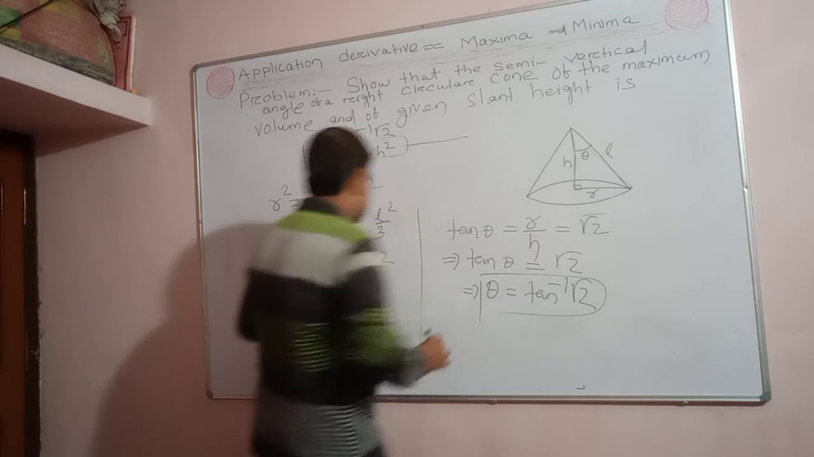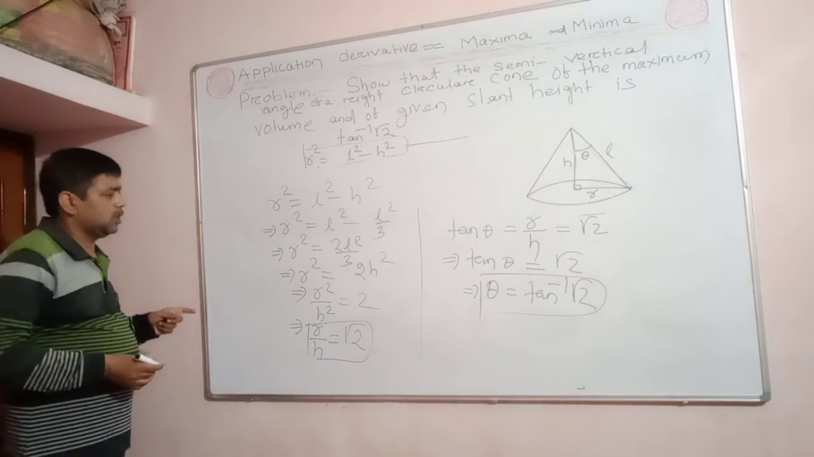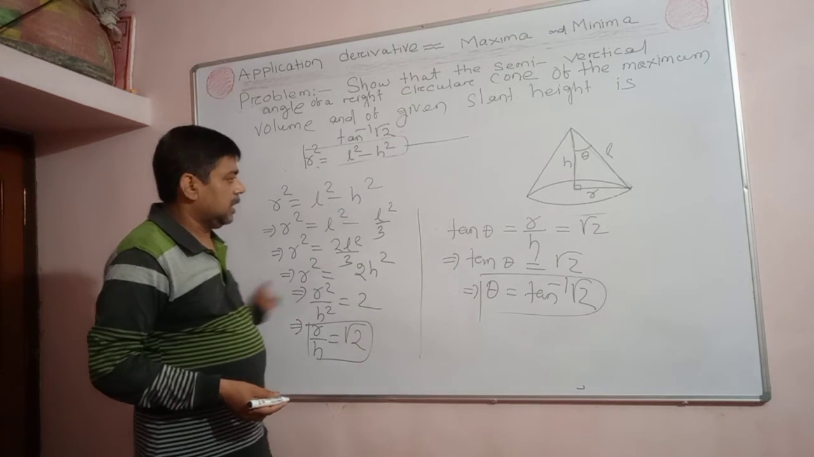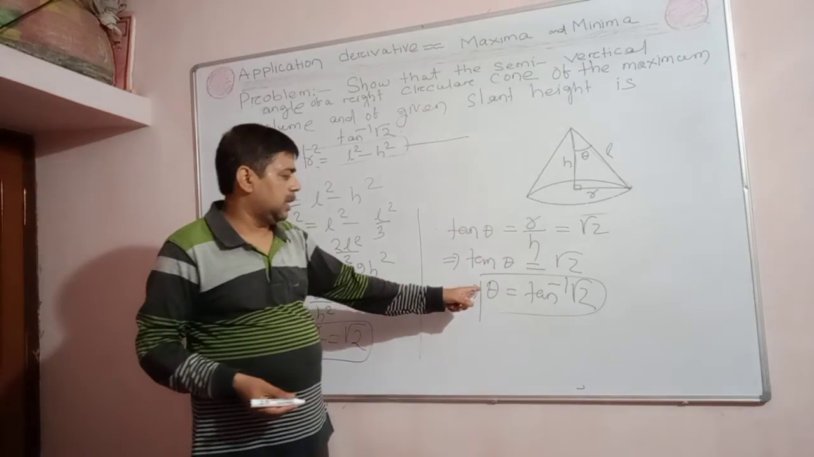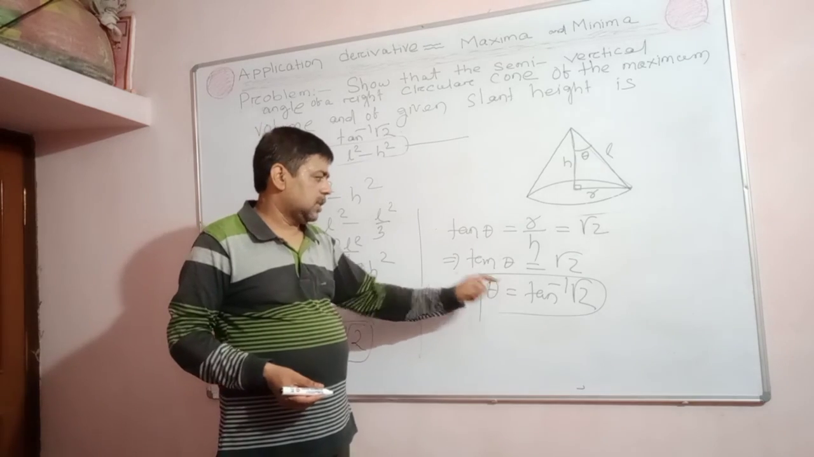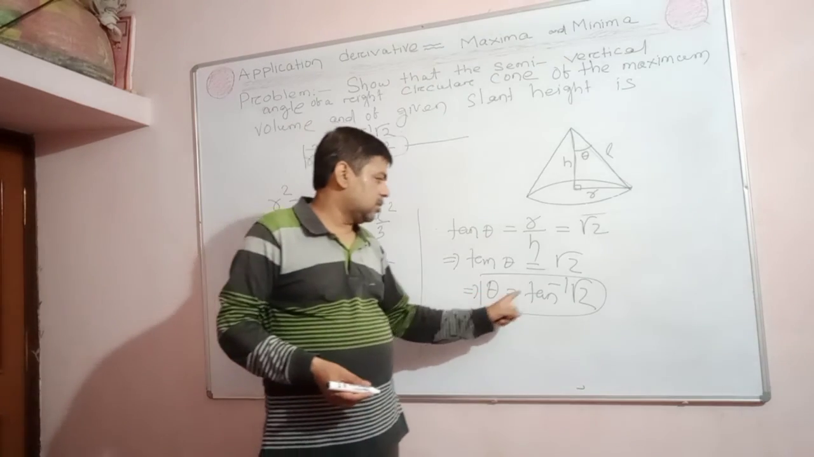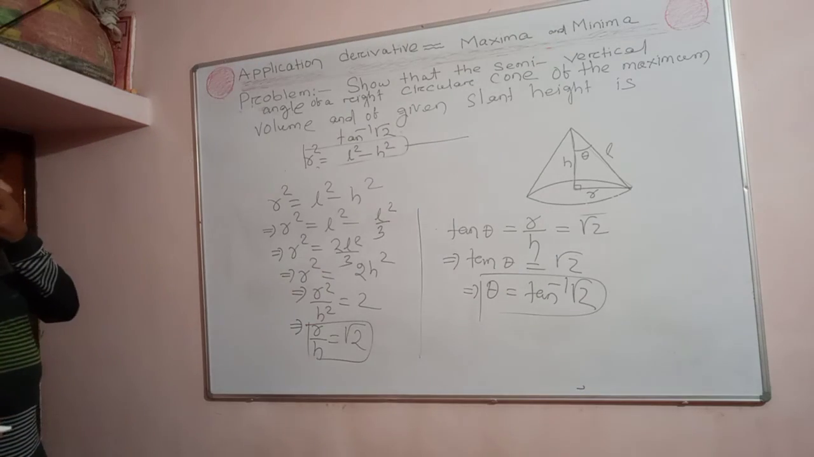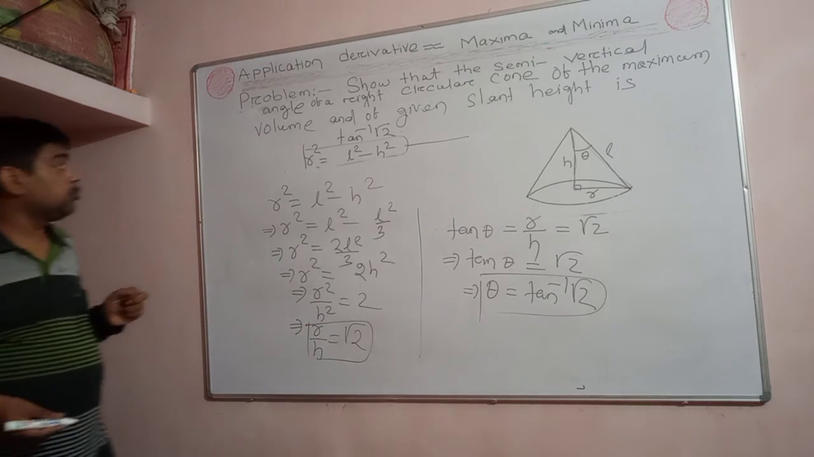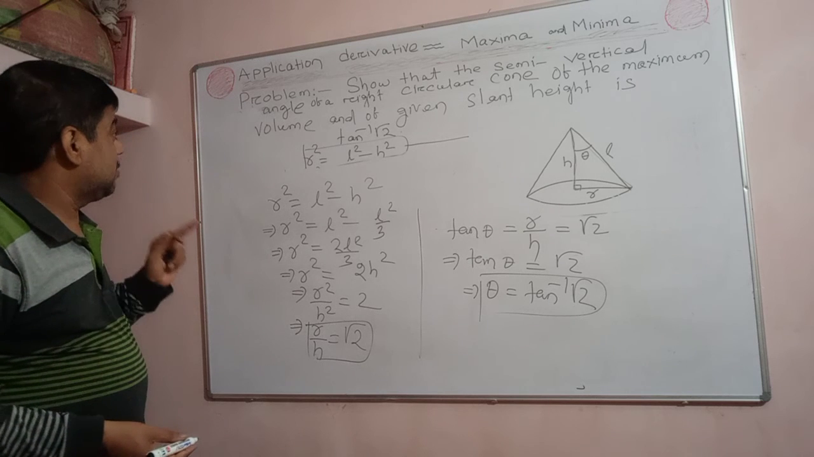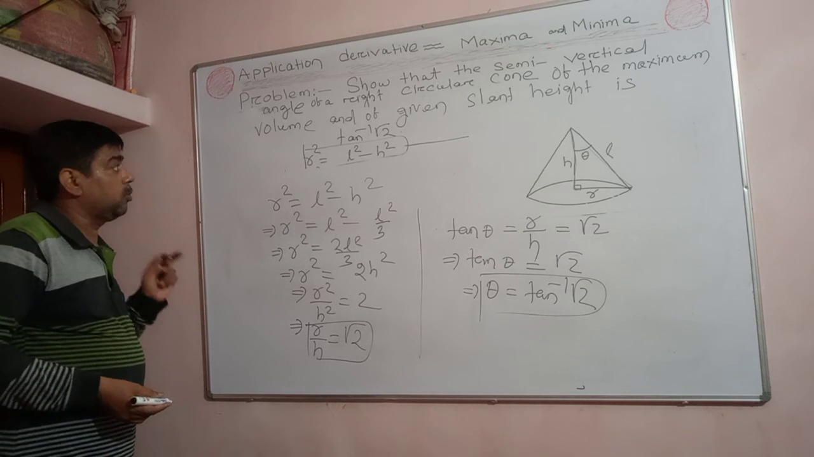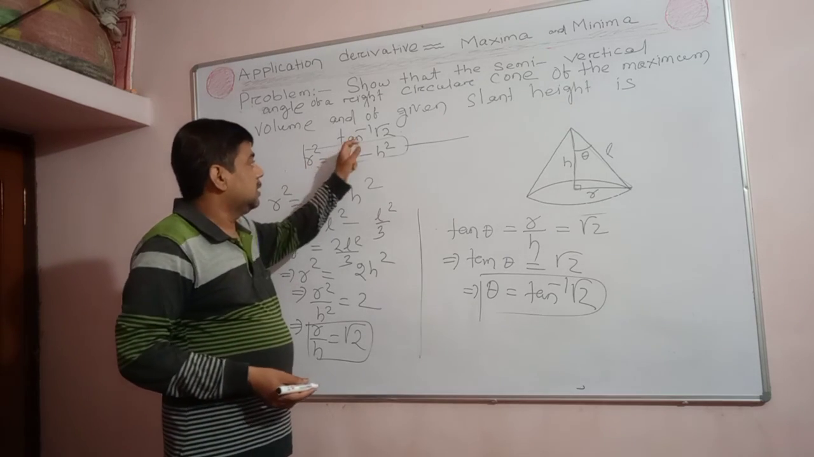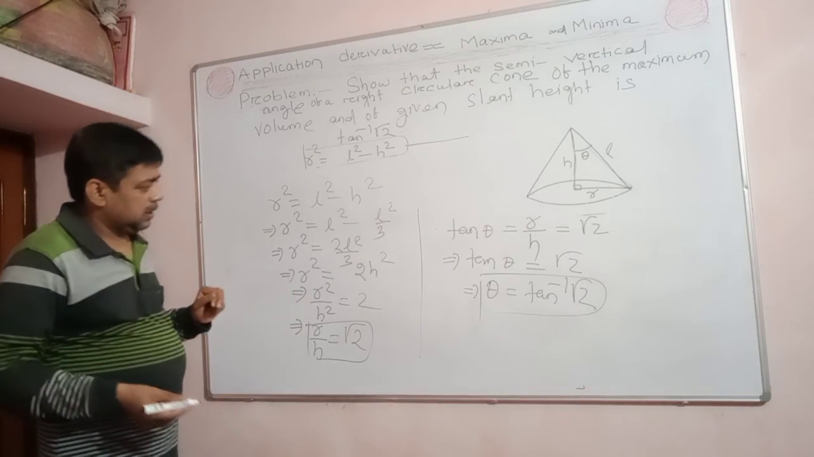Thus, it is already proved that the volume of the cone is maximum at h is equal to L by root 3, and the semi-vertical angle will be theta is equal to tan inverse of root 2. We have proved that the semi-vertical angle of the right circular cone, when the volume of the cone is maximum at a given slant height, is tan inverse of root 2. Is it clear, students?